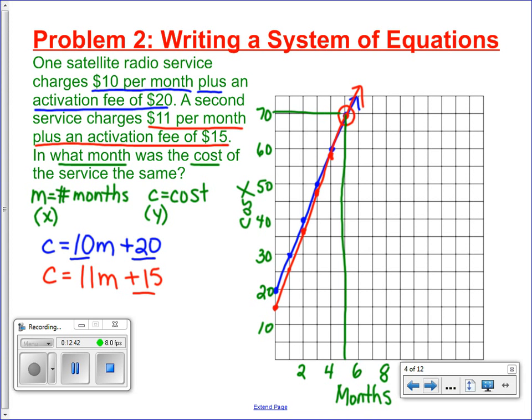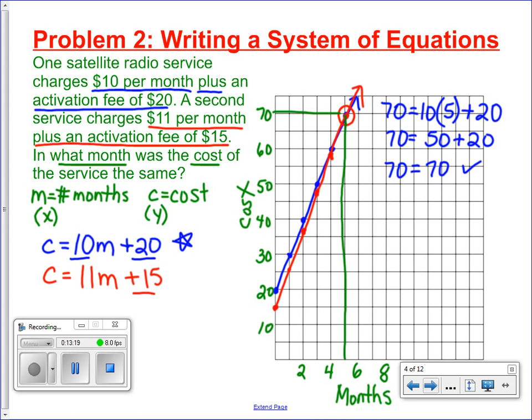So let's check it out. And I'm actually going to do it over here on top of the graph just because I'm running out of room. So taking this equation, it appears the cost is $70, and I'm going to take 10 times the number of months, which is 5, plus the activation fee of 20. And it's looking good so far. 10 times 5 is 50. 50 plus 20 is 70. So it checks out in the first one.